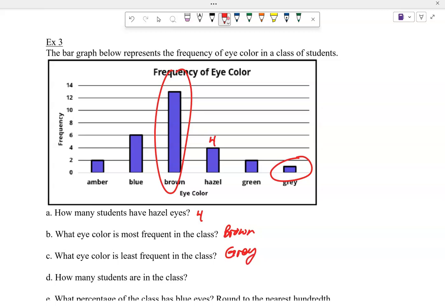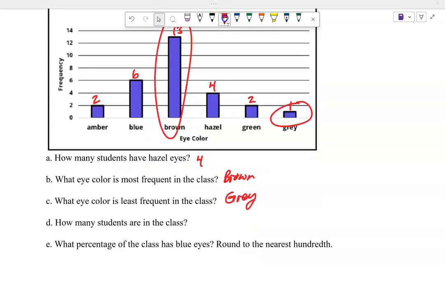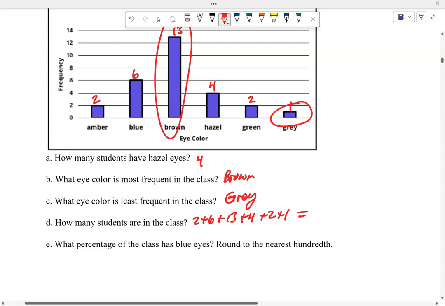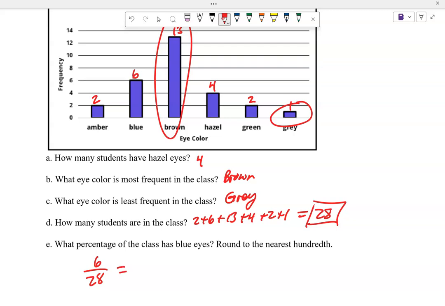How many students are in the class? Looks like I got 2 plus 6 plus 13 plus 4 plus 2 plus 1. So it looks like there's 28 in the class. What percentage of the class has blue eyes? Well, it looks like there's 6 with blue, so 6 out of 28 total students would give us 0.2142857143. So about 21.43% if we round to the nearest hundredth.